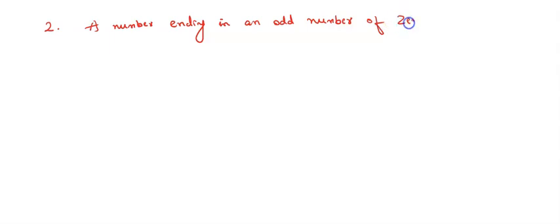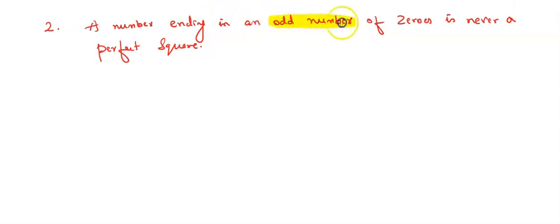Now we will be discussing the second property. What is the second property? Make a note: a number ending in an odd number of zeros is never a perfect square. If a number is ending in an odd number of zeros, is never a perfect square. Are you getting my point? If a number ends in an odd number of zeros, then it is not a perfect square.